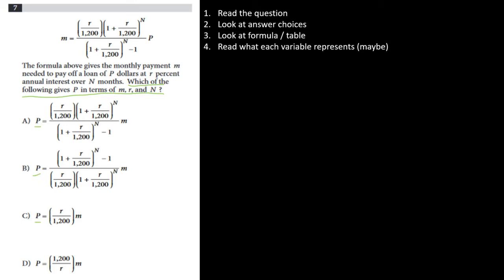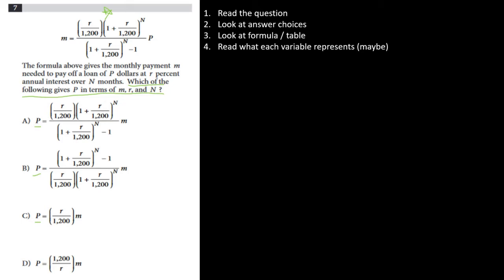And step number 3 is let's look at the formula or the table. You can see the formula is going to be right over here. And all the question's asking is, I want to get P by itself. You don't have to read anything else. From right there, I can already tell what the SAT wants, which is to get P by itself. With this problem, I'm going to do it pretty quickly. I will do this problem in a future video more in depth.